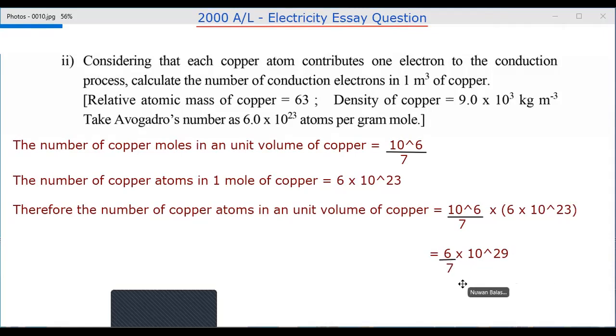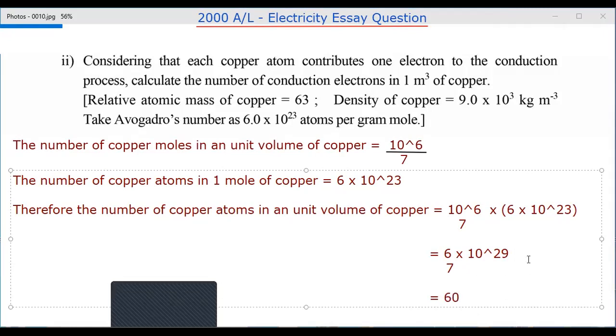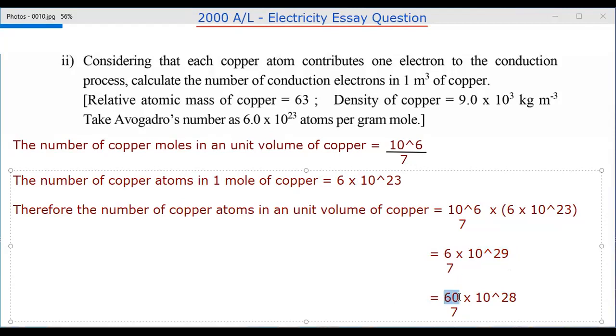If you divide 6 by 7, then what will be the answer? Let's say it is needed to simplify this further in the examination, then how do you simplify it? If asked to simplify further, please follow this method. Make 6 into 60. To convert 6 into 60, I have taken one 10 from 10 to the power 29, so 10 to the power 29 becomes 10 to the power 28. Can you understand it?